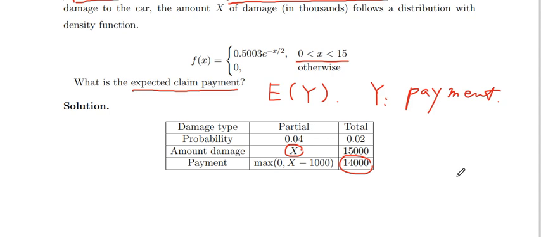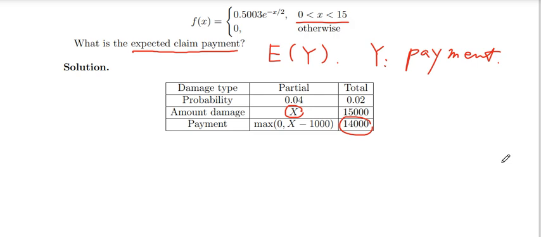We can use this notation, but anyway we understand this. If x is less than 1,000, they just pay 0. So if x is larger than 1,000, they will pay x minus 1,000. Okay, so here we have two cases: partial damage and total damage, right?